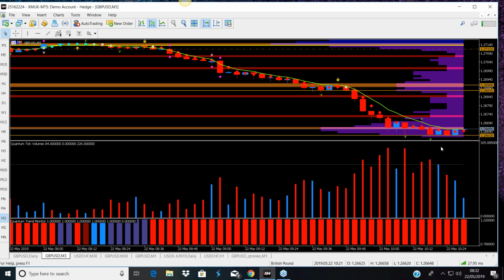Do you want to add anything to that? Do you agree? Anything else you want to say about the price action under there? No, that's it. Brilliant.